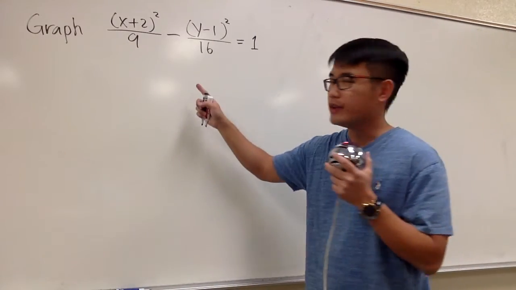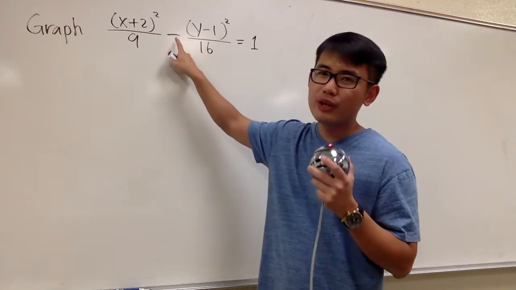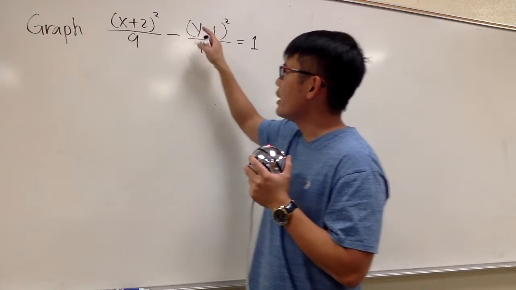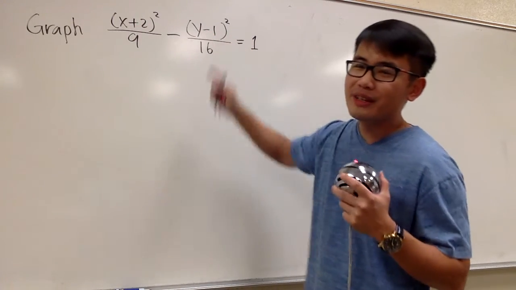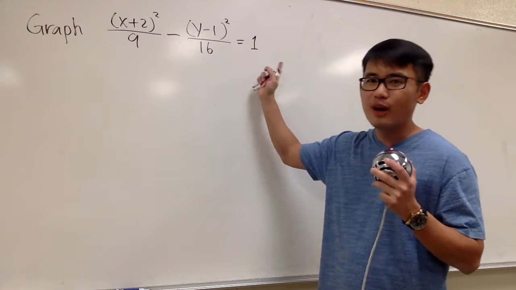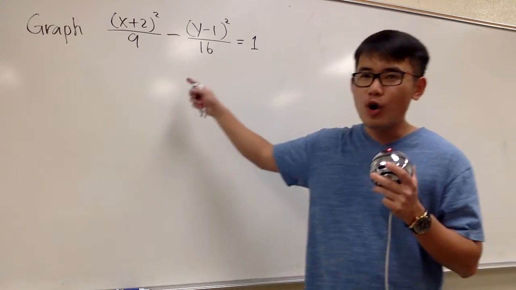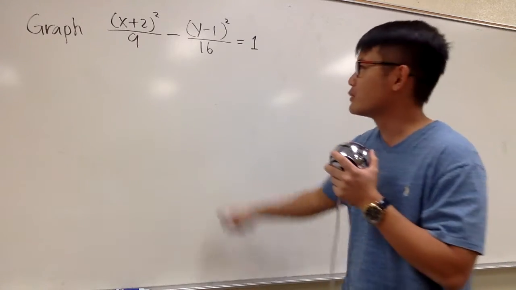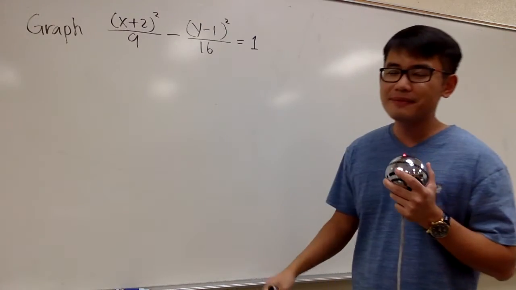Here we're going to graph this equation and notice that we have a subtraction situation, right? And you see the x is being squared already, and then the y is also being squared already, so we don't have to do anything crazy. And we have the 1 on the right hand side already as well. This is almost in the standard form of a hyperbola because we have a subtraction situation, right?